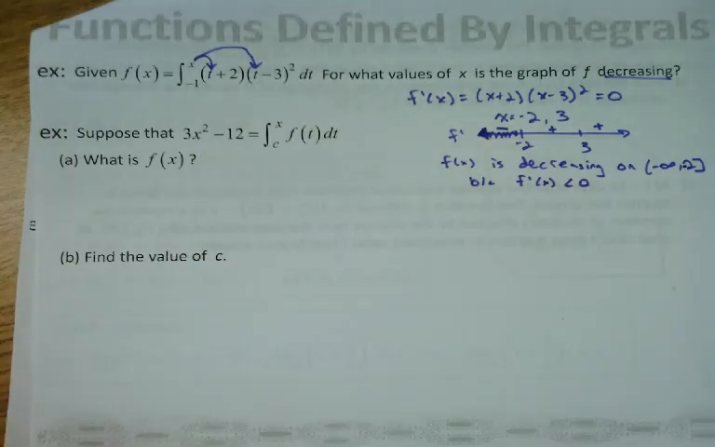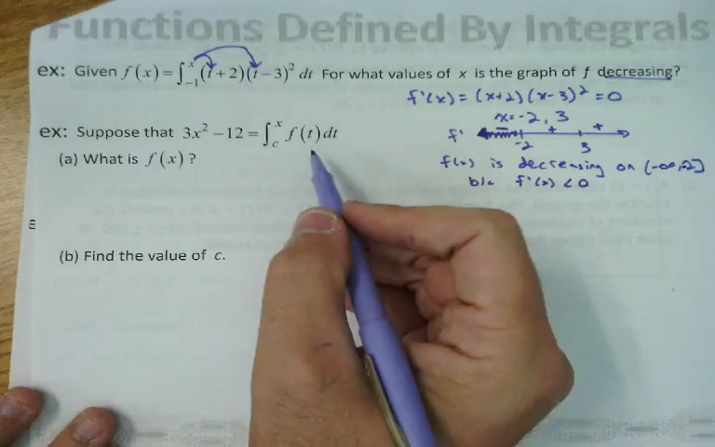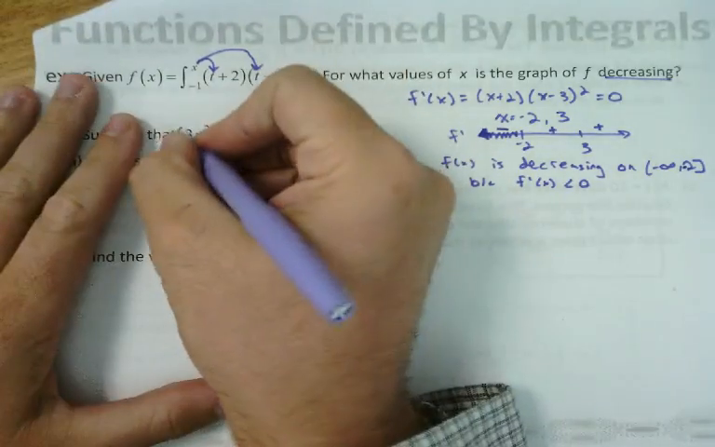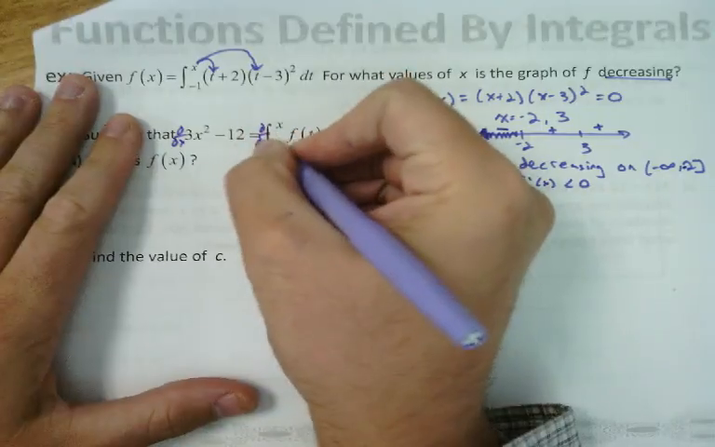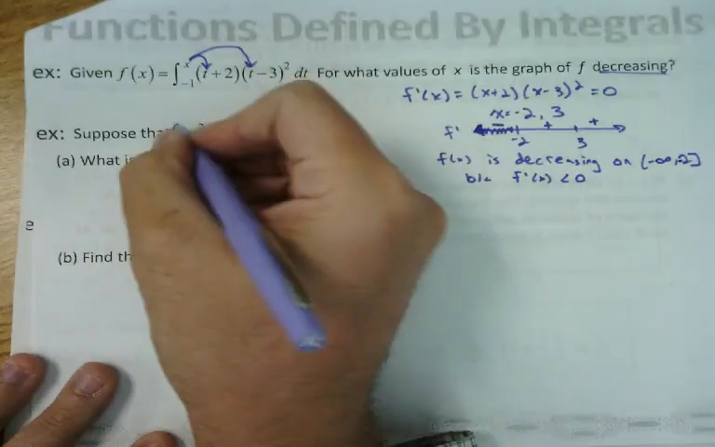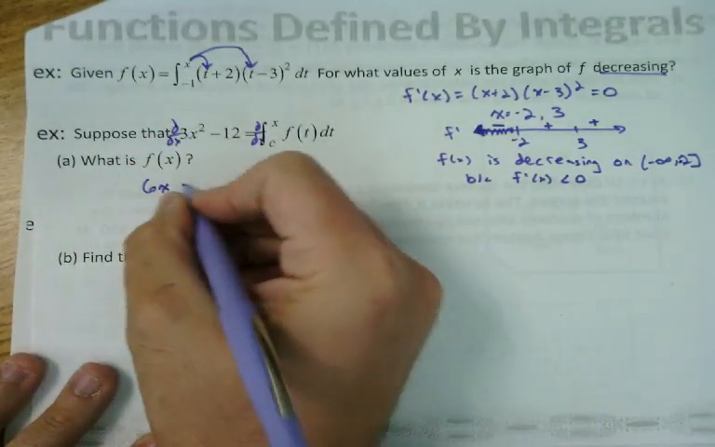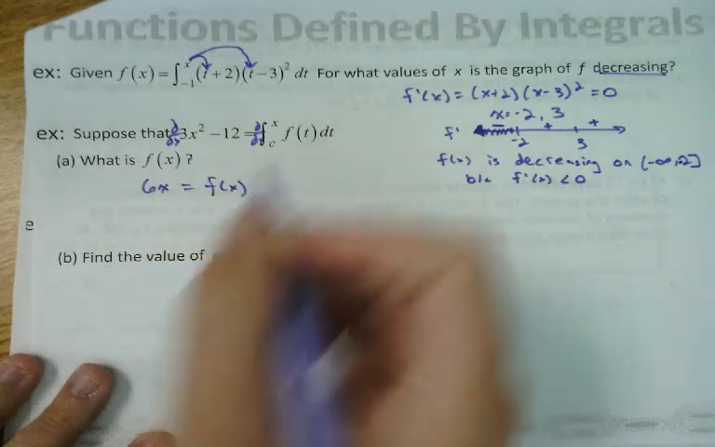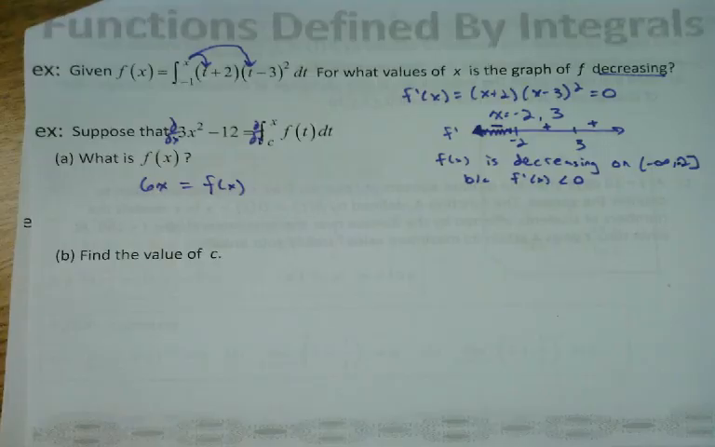We've got to get a little creative with this one, by the way. 3x squared minus 12 equals the integral from c to x of f of t dt. Not the other way around. So how the heck do we find out what f of x is? I heard the word differentiate. When in doubt in this class, you just start taking derivatives and hope for the best. So if I take the derivative of this side and the derivative with respect to x of this side, let's see what happens. Derivative of the left-hand side is 6x minus 0, which is just 6x, equals the derivative of the right-hand side, which is f of x.